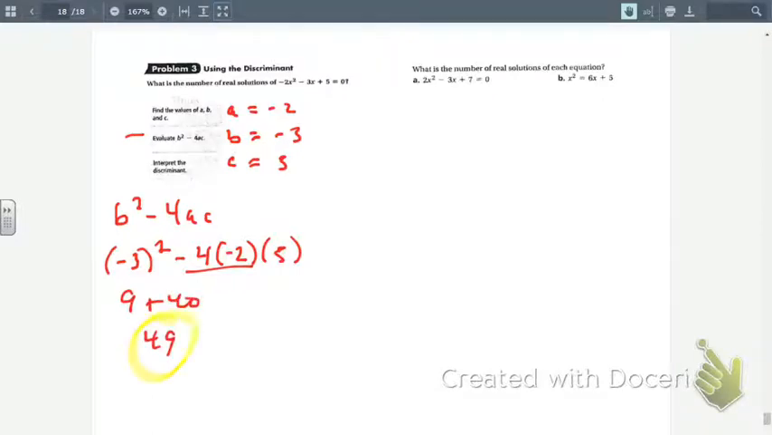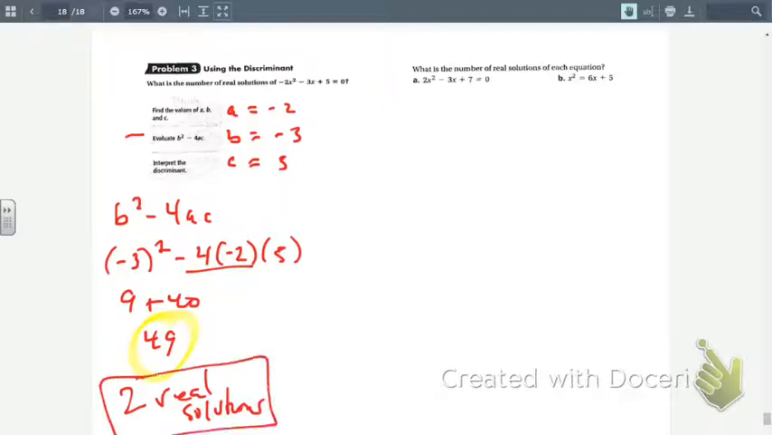This number right here is greater than 0. So you are going to have 2 real solutions. Now for this one, this is like that second problem that we did. It's the same problem. So write down the discriminant, b squared minus 4ac. Our a is 2, our b is negative 3, our c is 7.